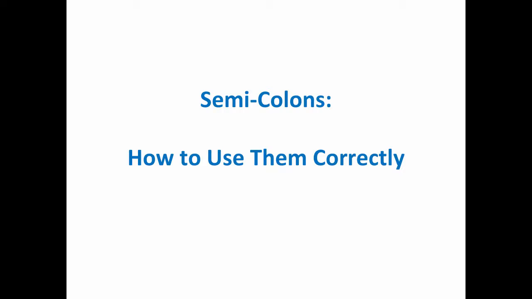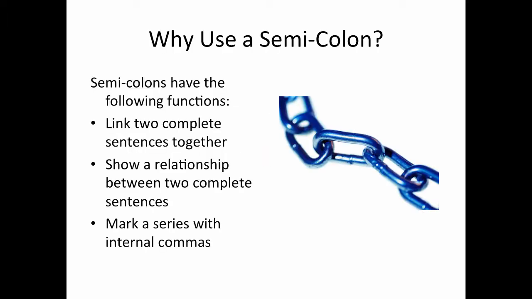All right, so today we're going to be taking a look at semicolons and how to use them correctly. Semicolons are perhaps the most misunderstood punctuation mark. The semicolon can help add variety and clarity to your sentence structures. Why use a semicolon? Semicolons have basically three purposes. One, to link two complete sentences together. Two, to show a relationship between two complete sentences. And three, to mark a series with internal commas.